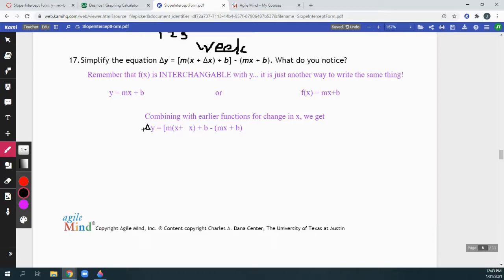Triangle y, triangle x. Remember, that's delta. It means how much something changed. Okay, so we've got this. I'm going to distribute the m. I'm going to distribute the negative. That's going to give me this.